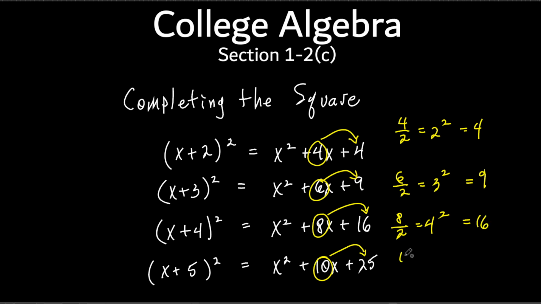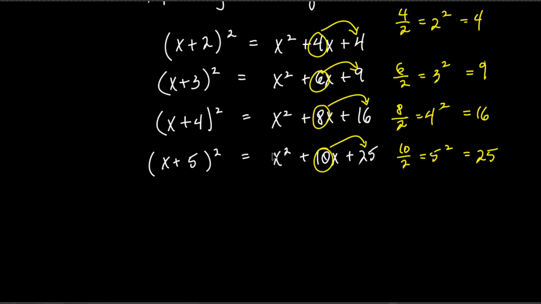Would you agree? Take the 10. Divided by 2. What do you get? 5. What do you do with that 5? You square it. What do you get? 25. Would you agree? So now, let's do this. This is where it's really cool. This is where we actually complete the square.